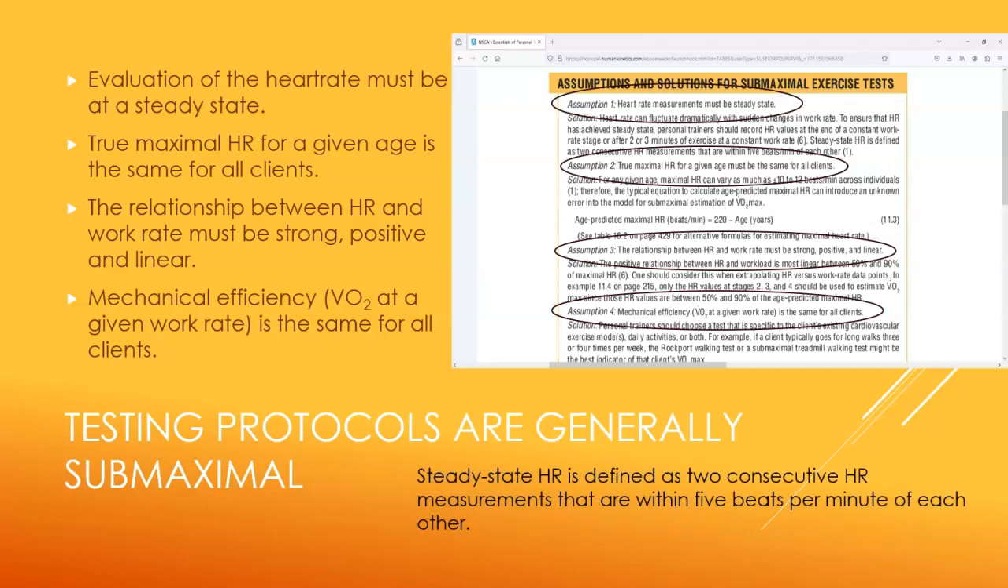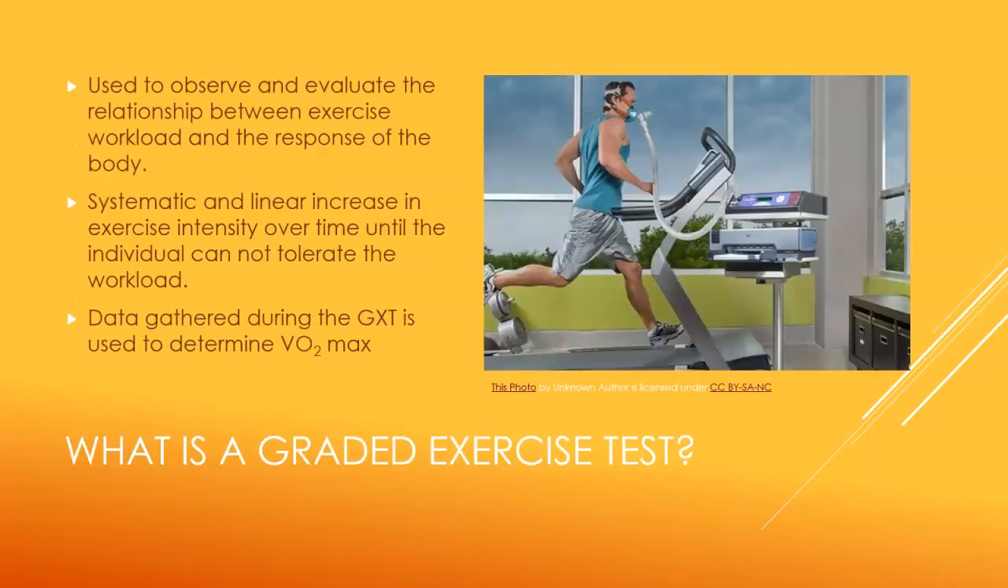So again, if there's another test question anywhere in here, here's one right here. Steady state heart rate is defined as 2 consecutive heart rate measurements that are within 5 beats per minute of each other. You know you're at steady state at that point. So here he is, running on a treadmill. He's probably pretty deep into his graded exercise test. Depending upon the protocol, you might have a little more of an incline to that, but we'll let that go for right now.